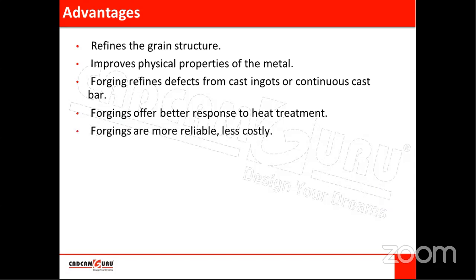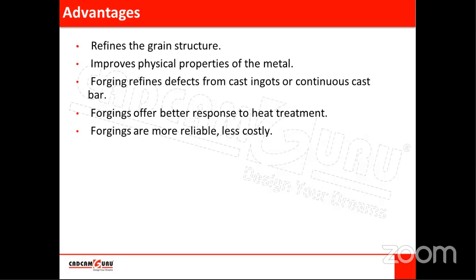Forgings are more reliable and less costly. Once you create a die, we can manufacture many components. It's not a lifetime, but we can manufacture a number of components using a single die. But for machining, tool wear will always be there. Means the tool will get worn out after doing some machining processes. Right? That's why it is less costly.